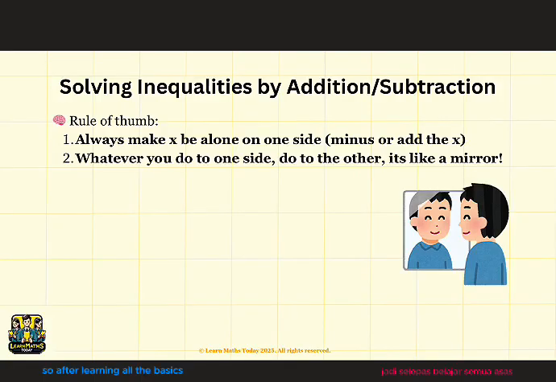So after learning all the basics, let's start solving. Before we go into solving, we need to know a few rules. This is very important, and please do take note. Let's just say we have this inequality.